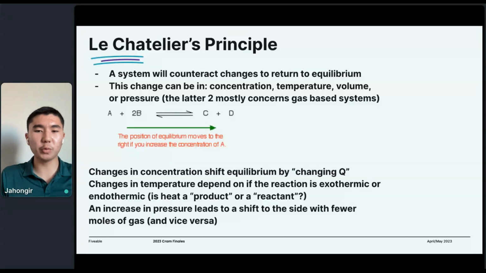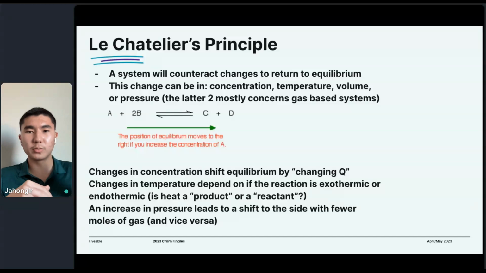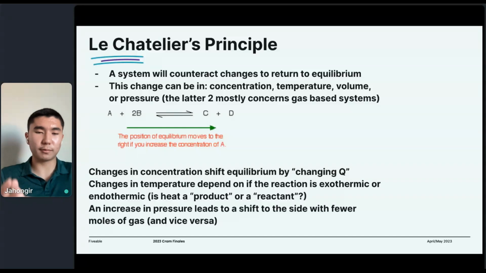So when we're talking about pressure, we want to relate it back to volume. And volume is going to pretty much be equal to moles. So they're going to have a direct relationship. So if volume increases, whichever side has the most moles will be favored. And if volume decreases, whichever side has the least moles is favored. And we relate that to pressure.